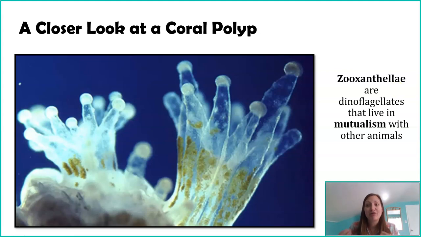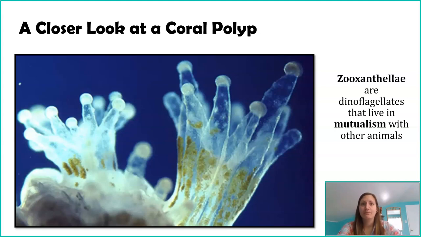Zooxanthellae are dinoflagellates that live in a mutualism with other animals. So that zoo is referring to animals and the xanth is referring to pigment. Now, zooxanthellae is probably most famous with corals, but there are other organisms that also have zooxanthellae that give them coloring as well. But coral is probably the most famous example, maybe most common.